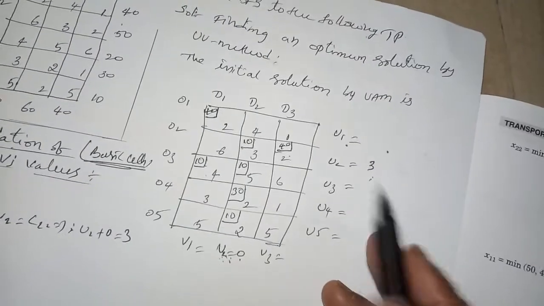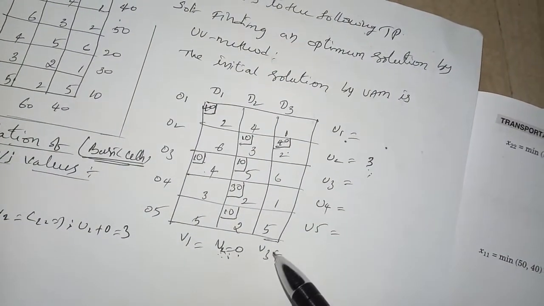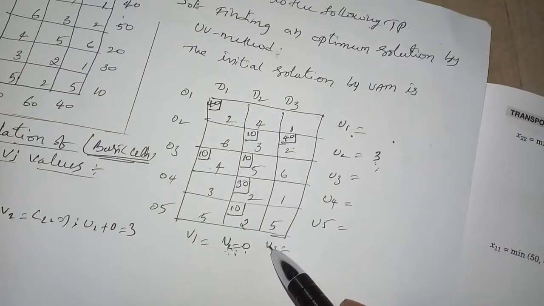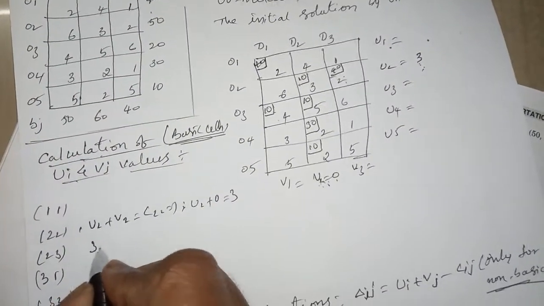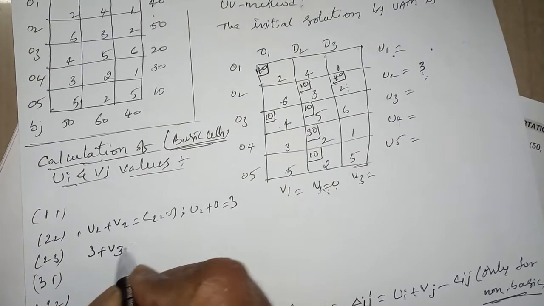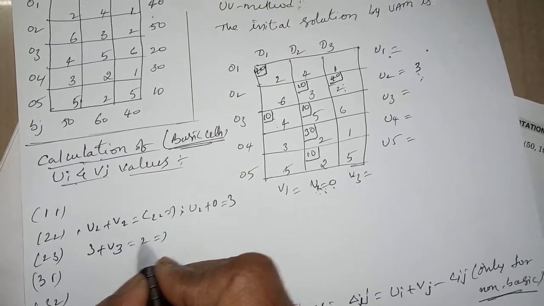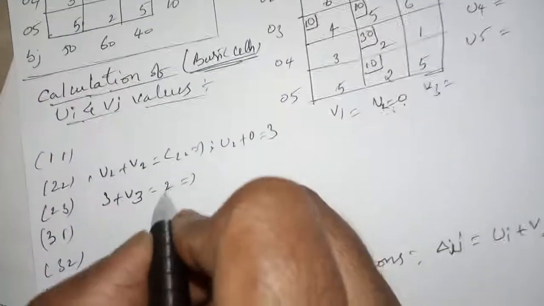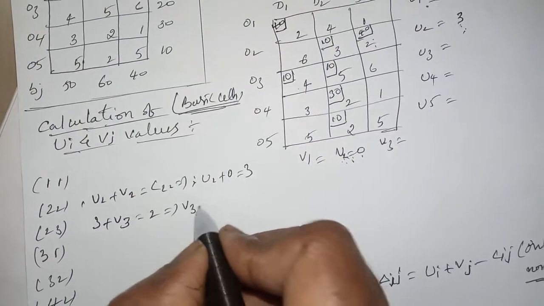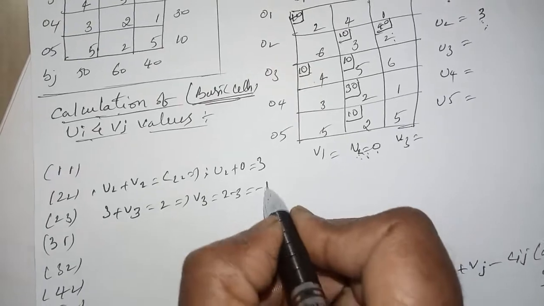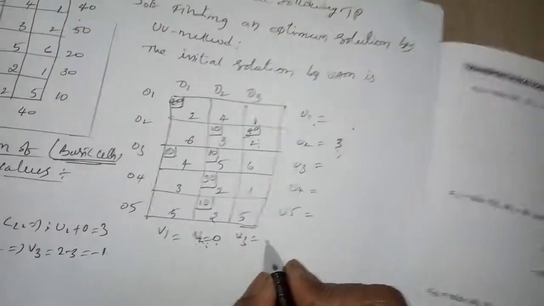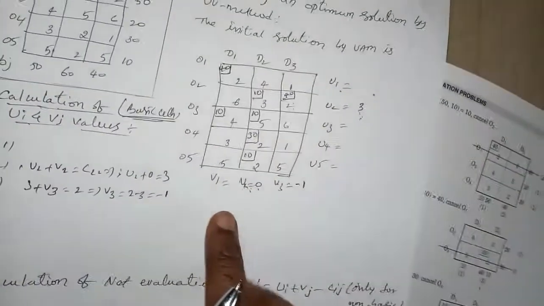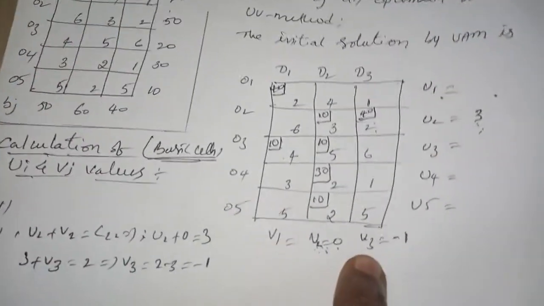So U2 is 3, V3: 3 plus V3 equals 2. That implies, take this plus 3 to that side. So V3 equals 2 minus 3 equals minus 1. So which value did you get? The V3 value is minus 1. In that way you can do it. It's a simple technique. Now you know the V3 value.